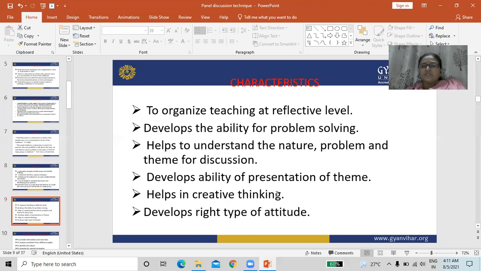To organize teaching at a reflective level, develop the ability for problem solving. We develop problem-solving ability in the audience through the discussion of a particular problem by panel members. Help to understand the nature of the problem and the theme for discussion.